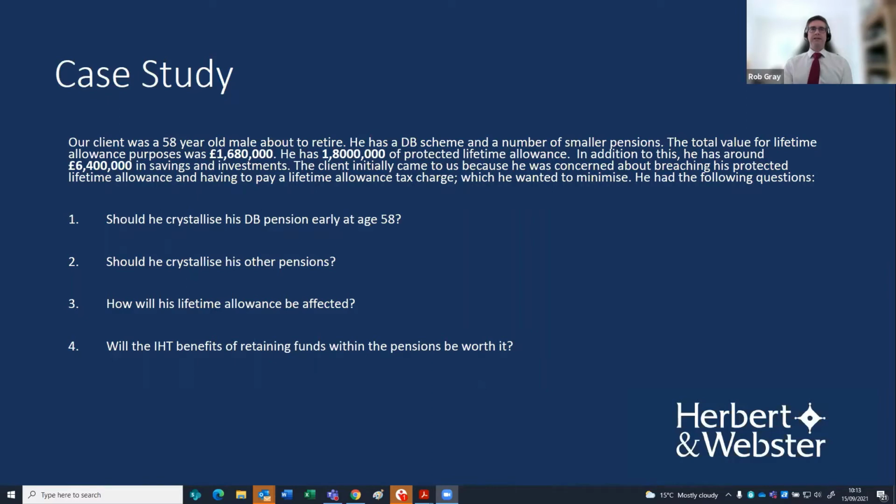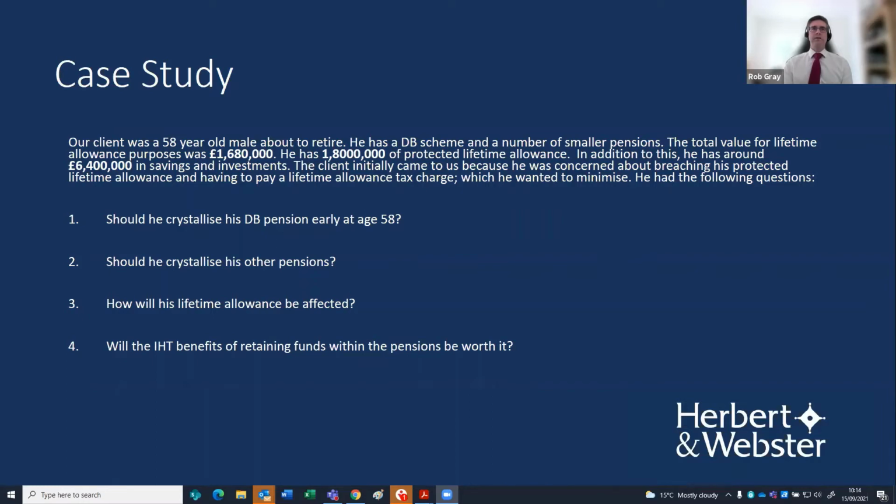So he's protected it. However, the problem with taking fixed protection was that you lose it if you contribute any more money to pensions. So he spent the last 8 or 9 years being really worried about somehow putting money into a pension and losing this fixed protection. So he's been very focused on his fixed protection and making sure that it's fully utilised. In addition to this, he's got around £6.4 million in savings and investments, all managed mainly by a discretionary fund manager who he's used for a long time.